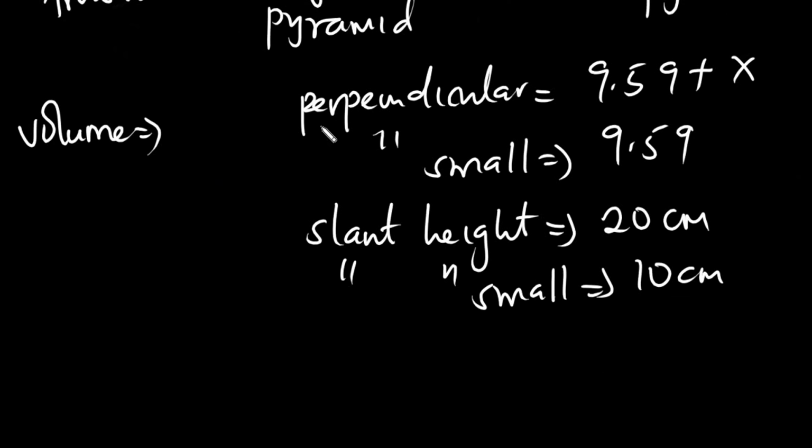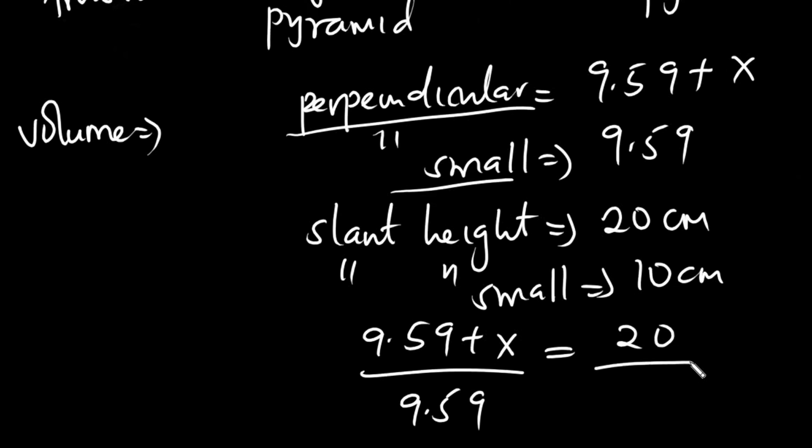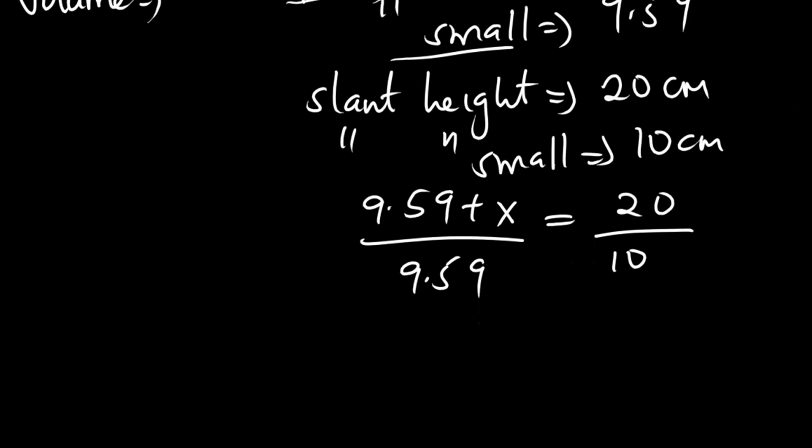We can take the perpendicular height of the large pyramid and the perpendicular height of the small pyramid. So get the ratio. We have 9.59 plus x divided by 9.59. That ratio is the same as the ratio between any other two corresponding sides. So we can take the slant height of the big pyramid, 20, and the slant height of the small pyramid, 10. So if we cross multiply this, we can get the value of x.